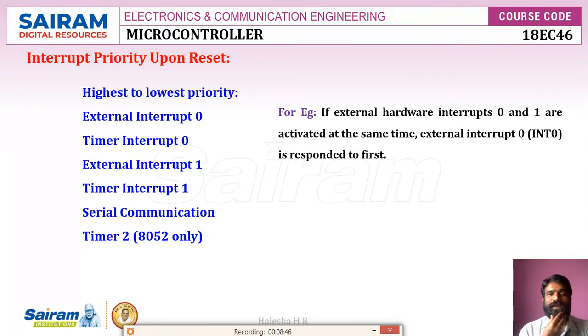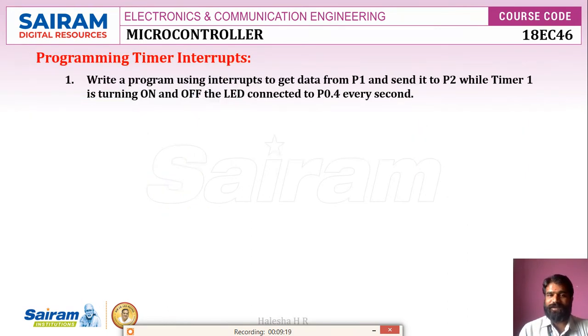Now the question is, suppose external hardware interrupt 0 and 1 are activated at the same time. External interrupt 0 is responded to first, because both INT 0 and INT 1 are at the same priority level. If both occur at the same time, then it follows the default priority list. So external interrupt 0 will be serviced first and then external interrupt 1 will be serviced.